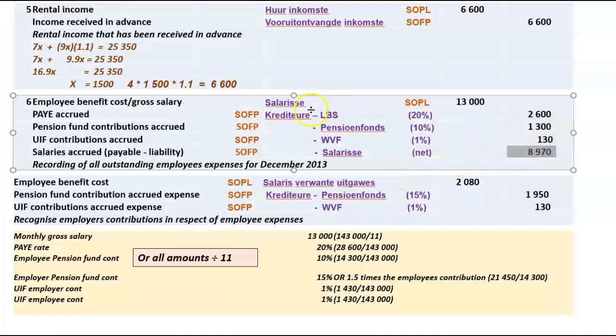8,970 rand. And that will go to our creditors, salaries accrued or salaries payable, which is a liability account as part of trade and other payables, of 8,970.